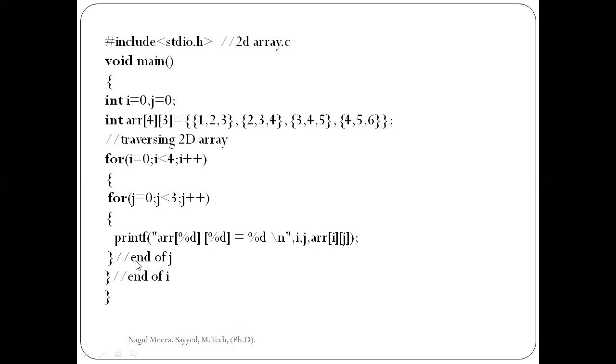Okay, now this is the end of the j loop. This is the end of the i loop. So this is the end of my program. This is a simple program to demonstrate how to initialize and how to print a two-dimensional array. Now execute. My program name is, remember this, 2Darray.c.